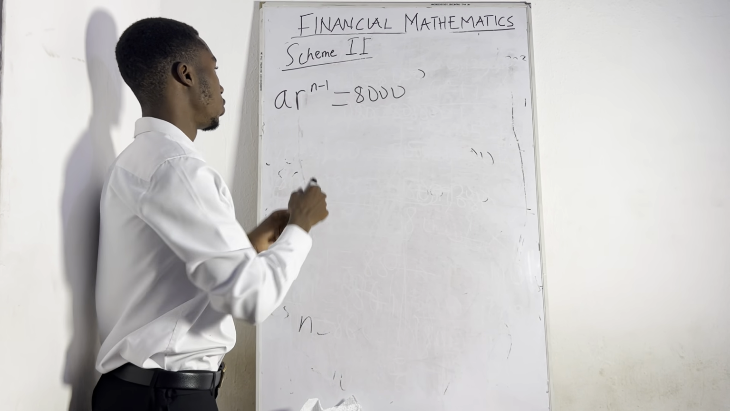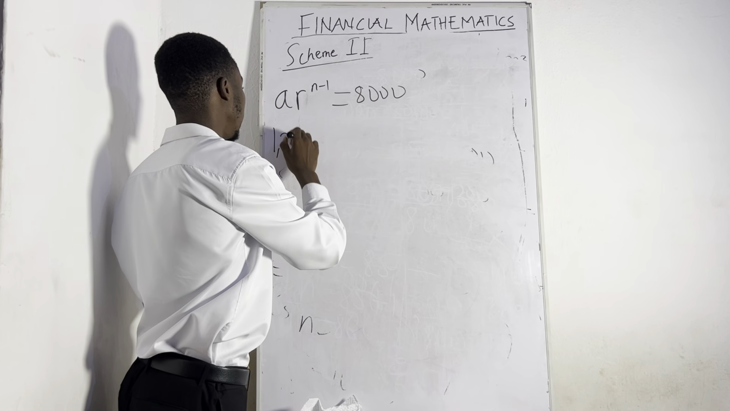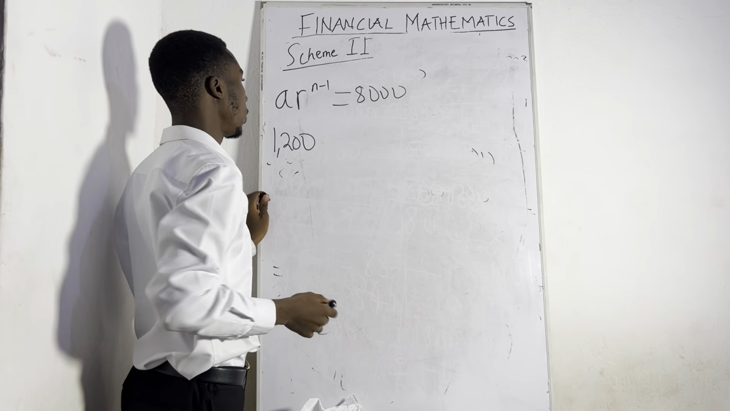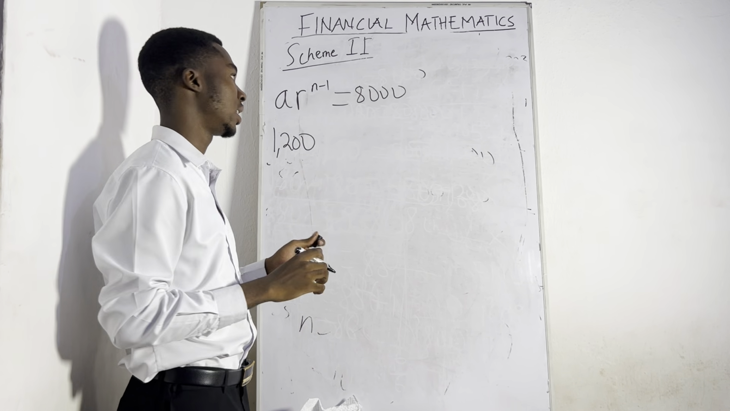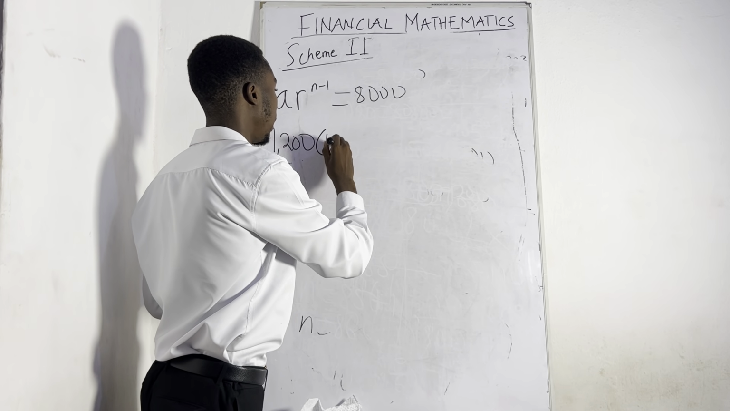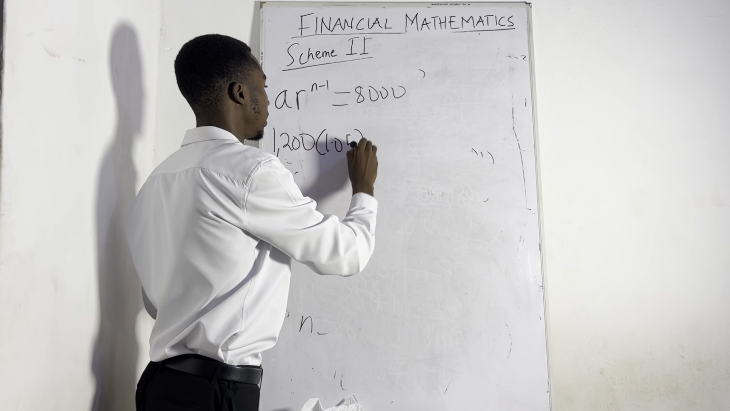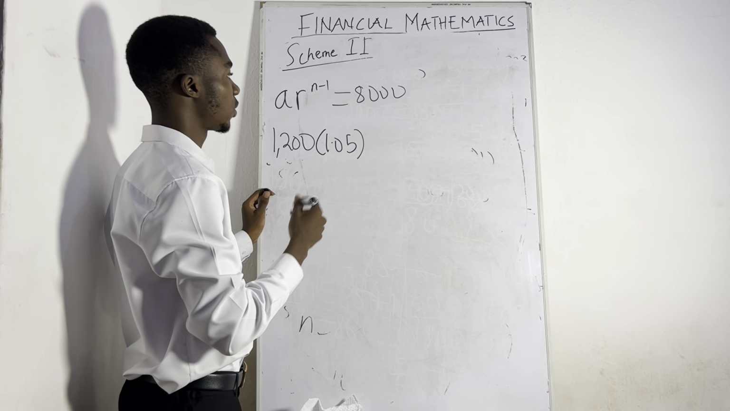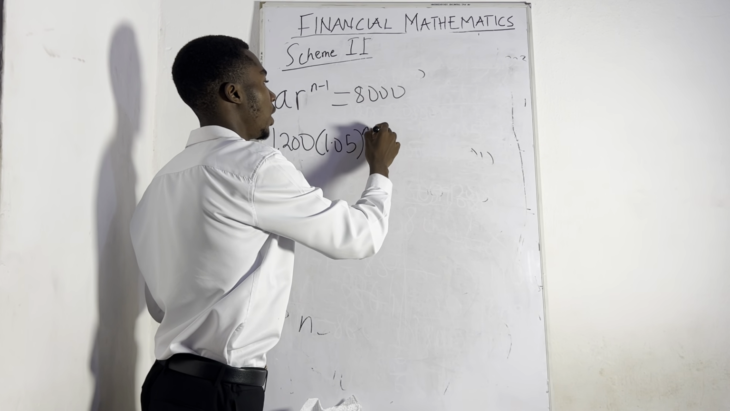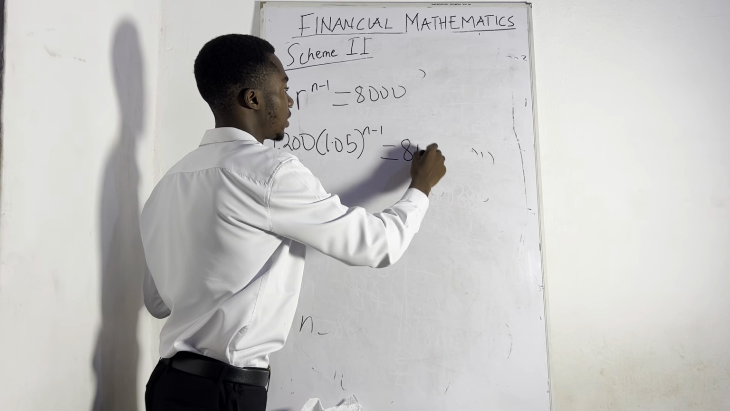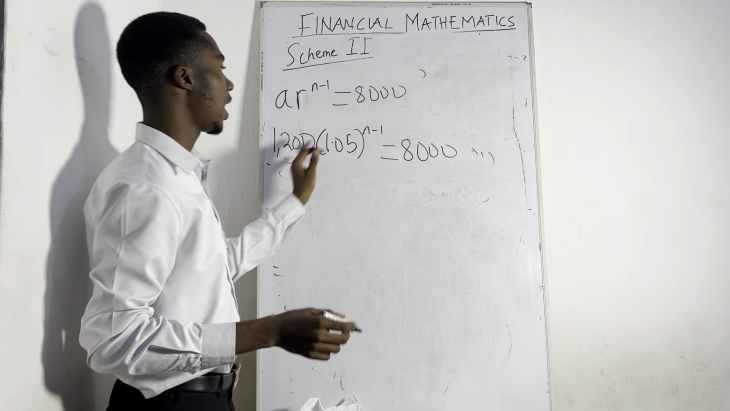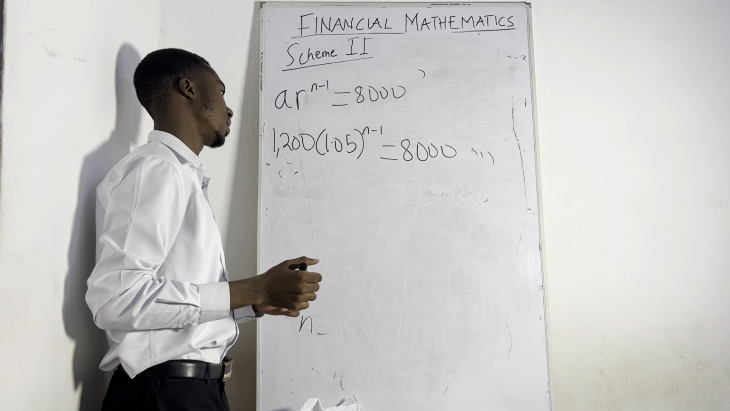That's all. So our a is 1,200, which is in the question. And our common ratio, which is our r, which we already identified earlier on, was 1.05. I hope you remember that. Then exponent n minus 1. We are making n the subject, so we don't know n right now. That's what we are finding. Then we equate it to 8,000. So now we are asked to make n the subject. So how do we make n the subject?